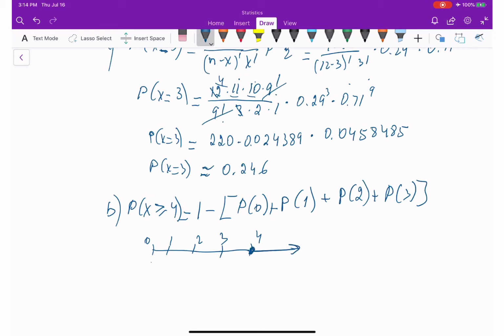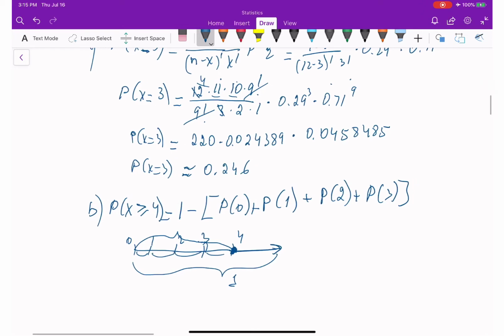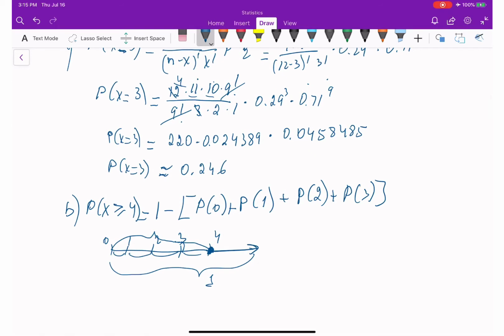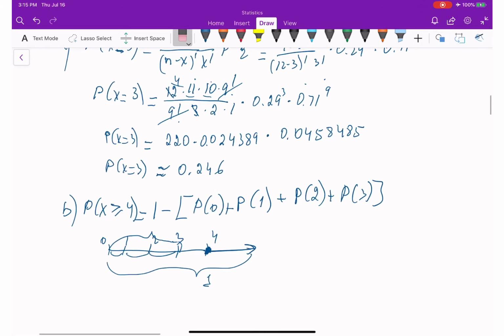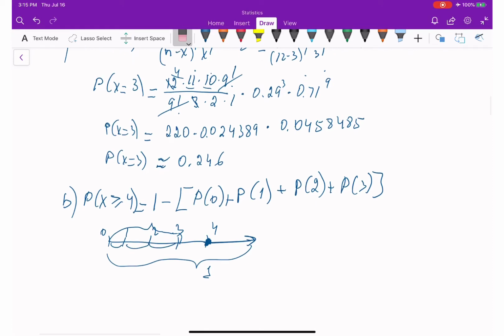So which means the total is going to be 100%, and we are subtracting all these 3, right? Because it's asking for 4 also. 4, we have it. This is 1, 2, 3, and this is 4. Okay, hold on. 1, 2, 3. All right. So that's why we take 1 and subtract 0, 1, 2, 3.